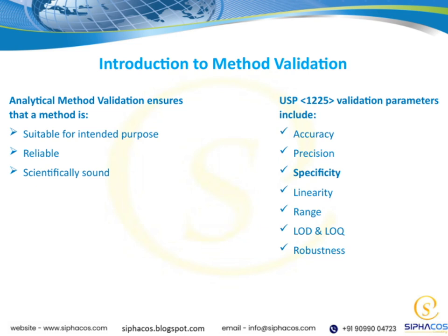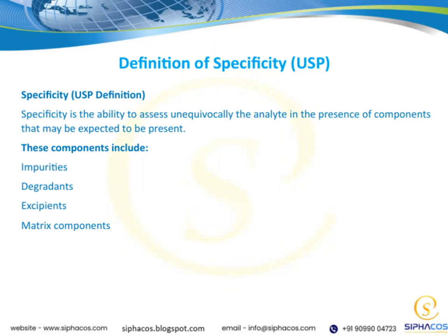Overall, analytical method validation is about making sure our method is suitable for its intended purpose. It needs to be reliable, so we can trust the results, and scientifically sound, meaning it has a solid basis for producing consistent, accurate data. These parameters together form the foundation for developing and confirming that our analytical methods are fit for purpose in quality control and regulatory settings. Let's talk about the concept of specificity, often referred to as USP or unique selling point.